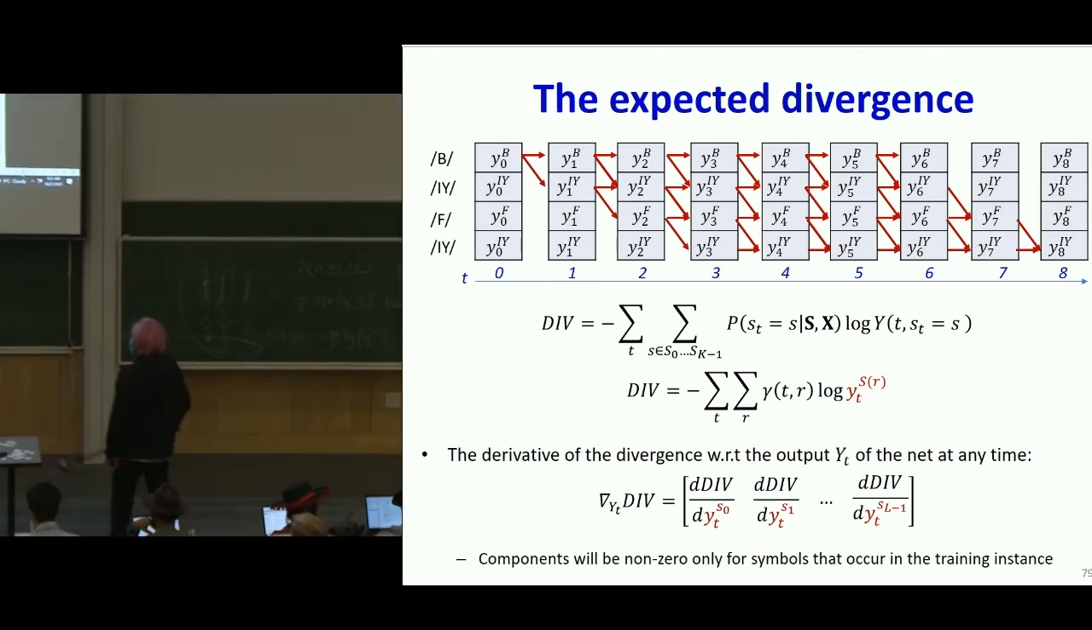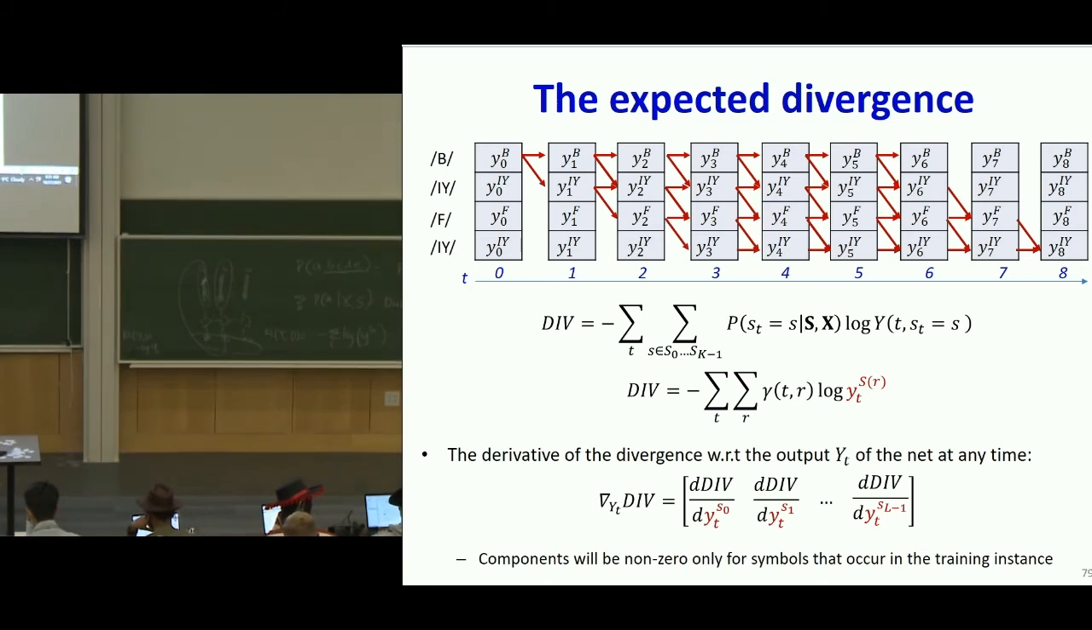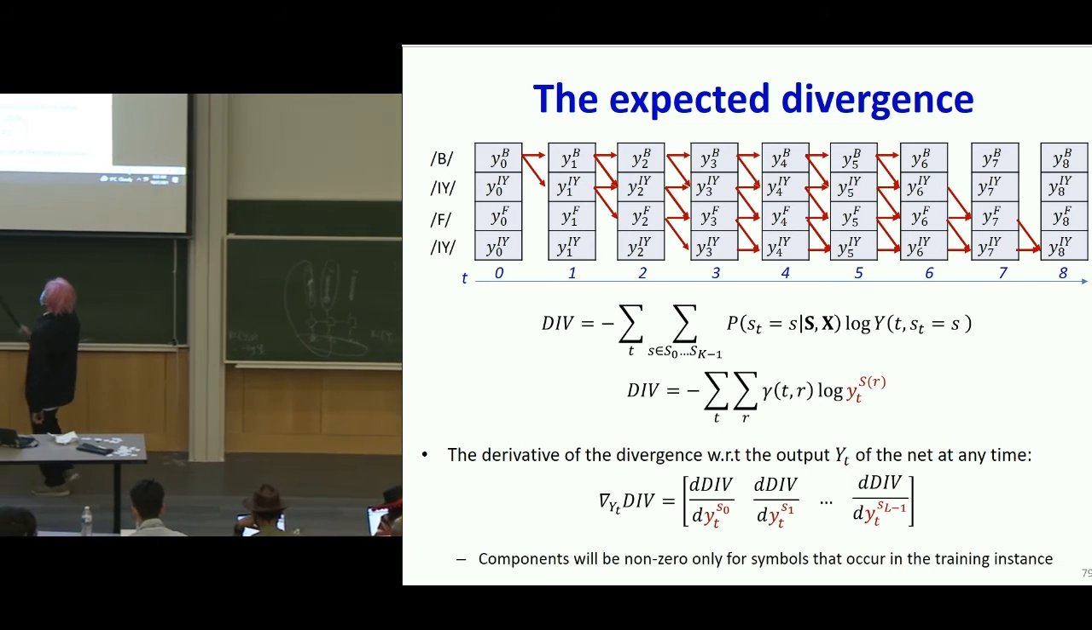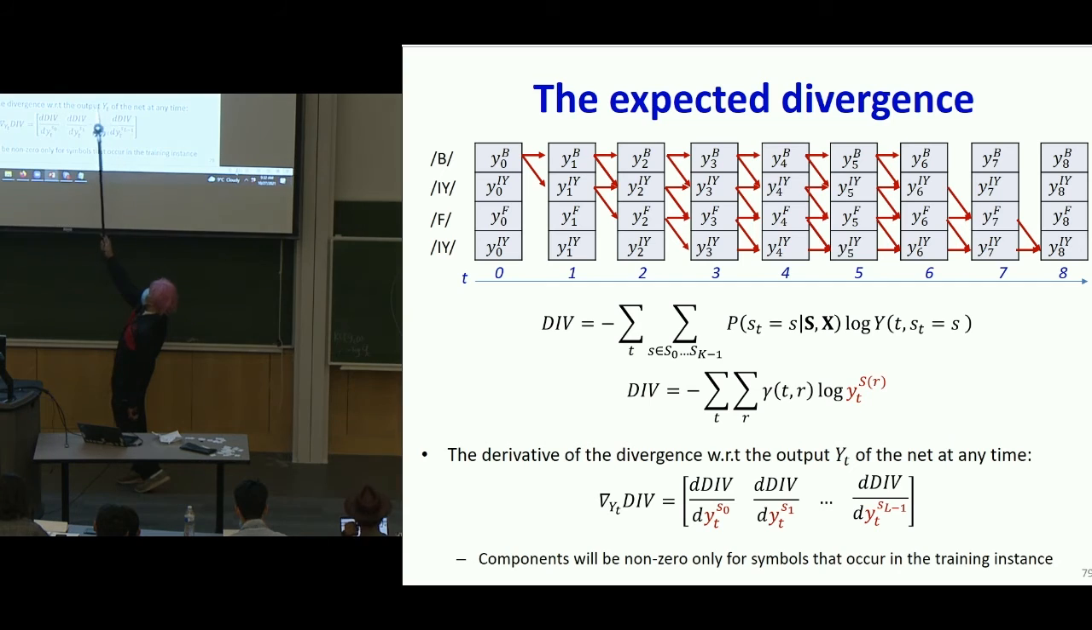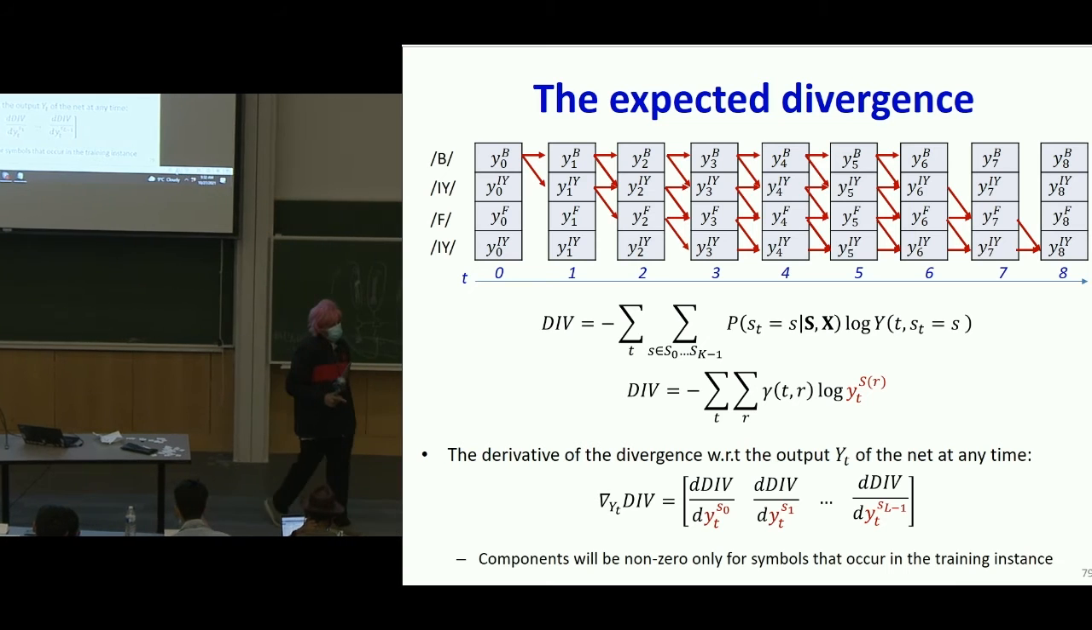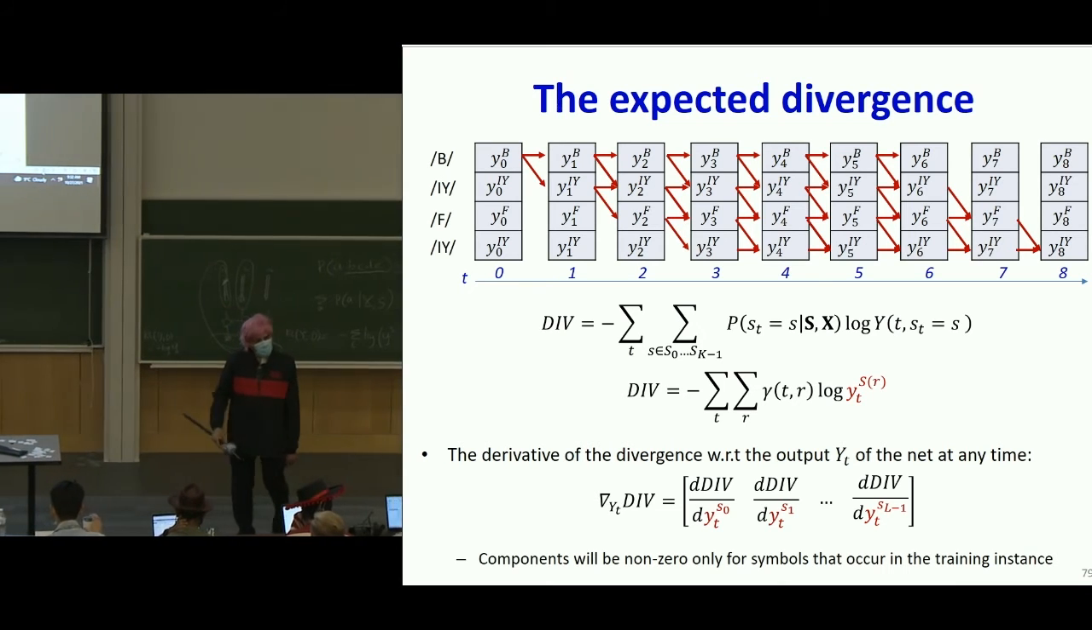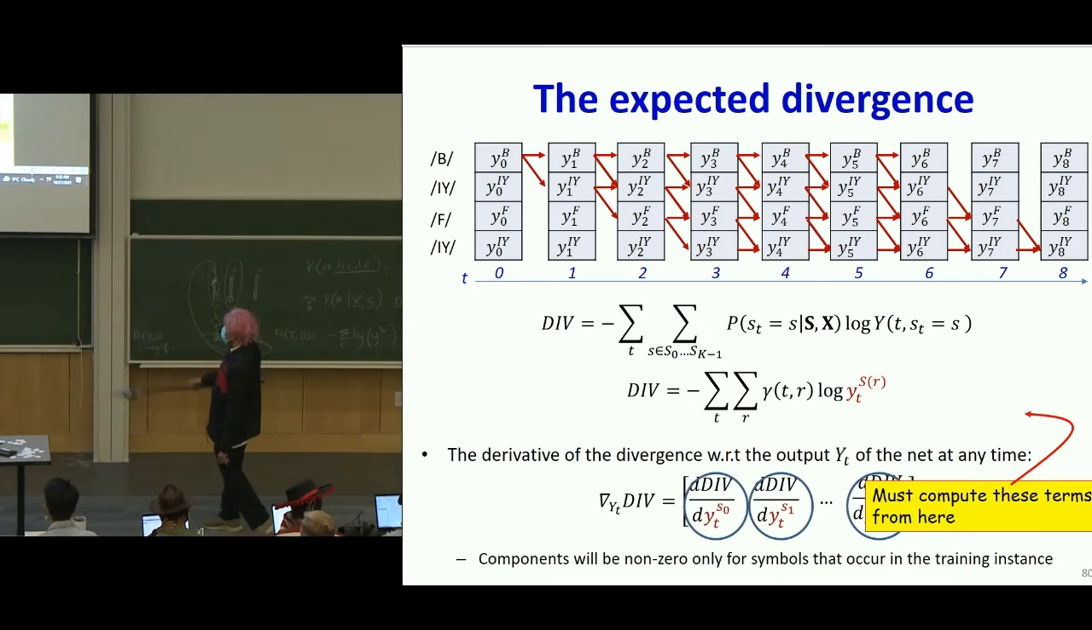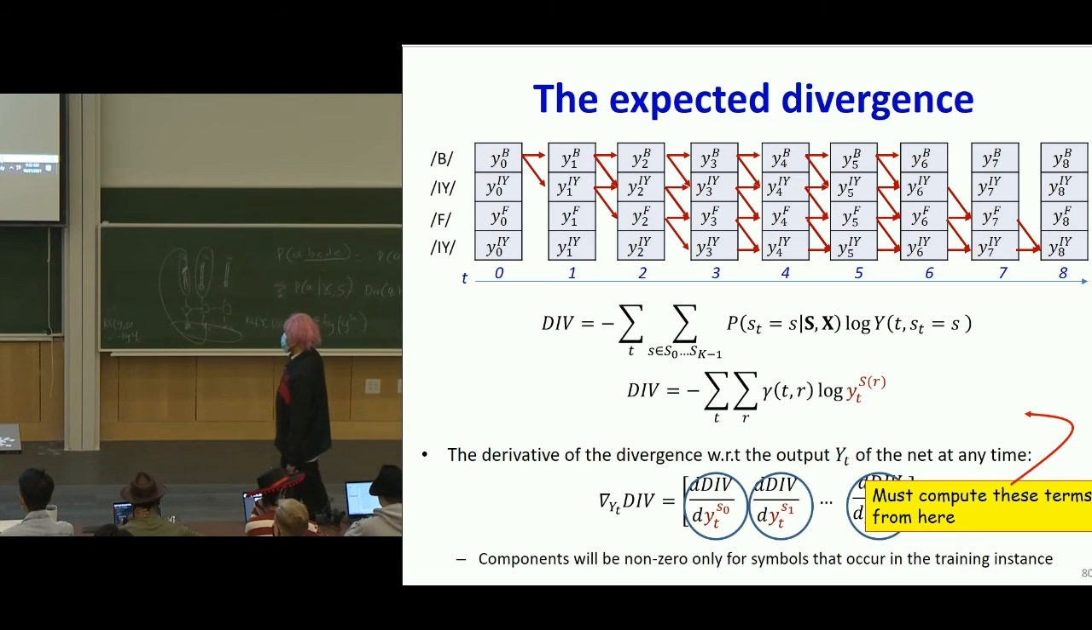And subsequently, once we have computed this, if you want to compute the derivative of the divergence with respect to the output of the network at any time t, we just need to compute the derivative of this term. And you just have to choose the one column representing the specific time t, right? So we just need to be able to compute this derivative from this term here. And that derivative, of course, is very easy.